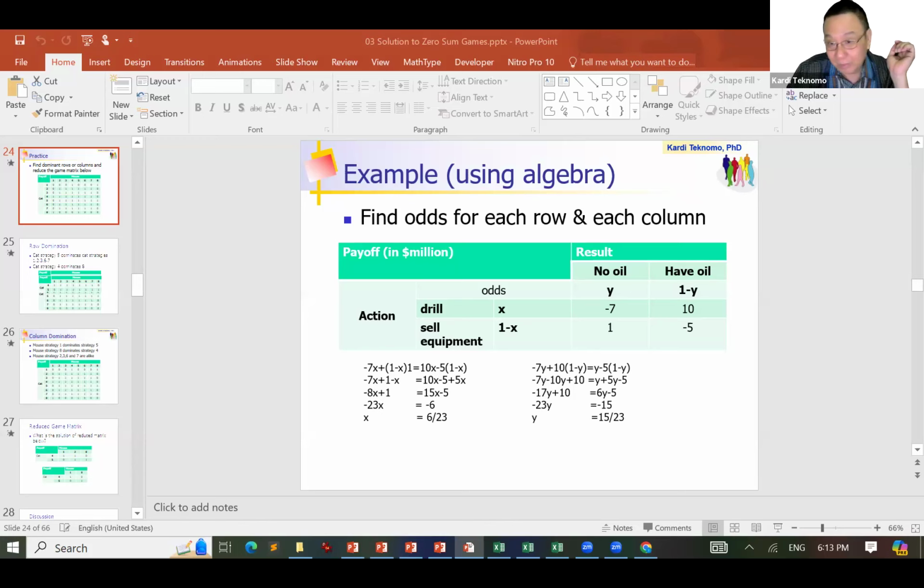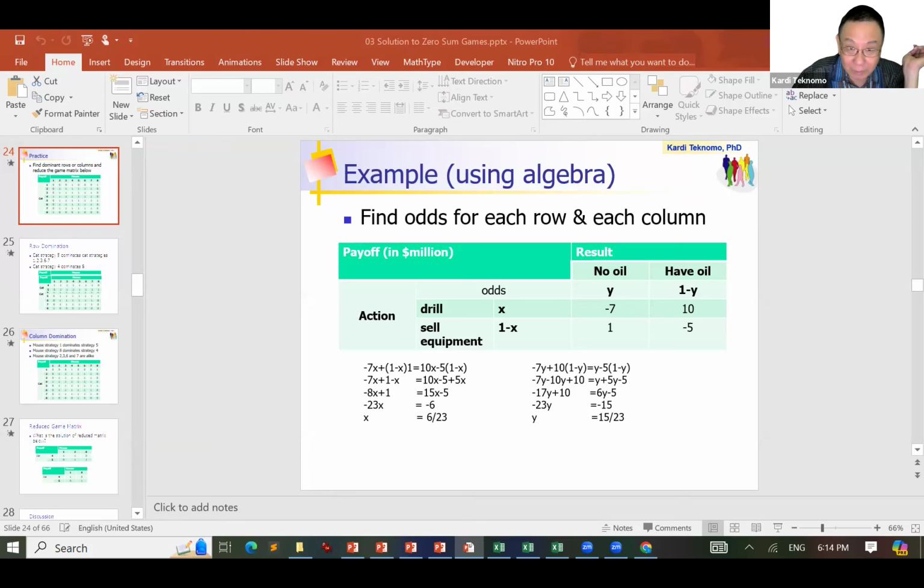Look at this. This is the game. So you can put some kind of probability here. I will put X for the trial and then 1 minus X, because probability must be 1 in total. The same thing here: if no oil, I will just put notation Y, and if it has oil, 1 minus Y. So this is the probability. I want to find out the probability, basically.